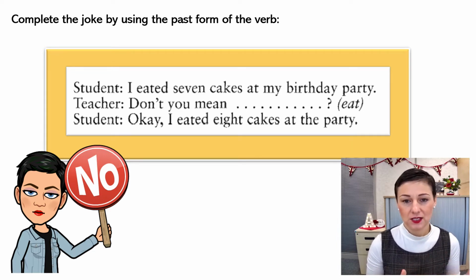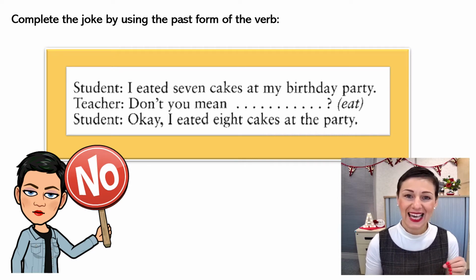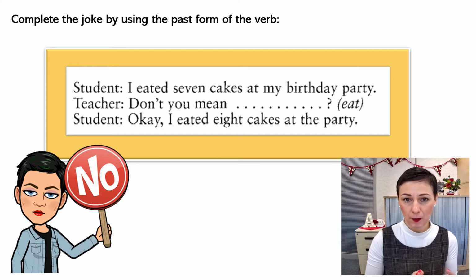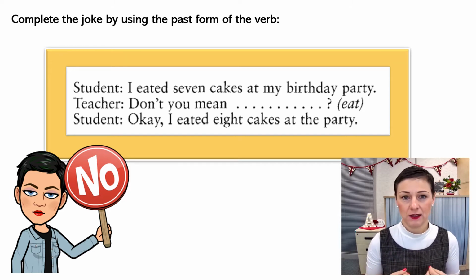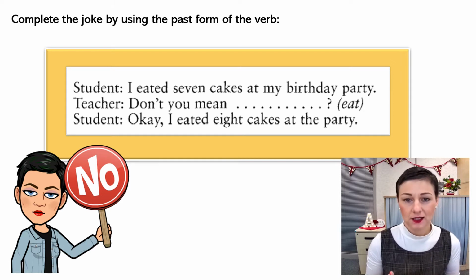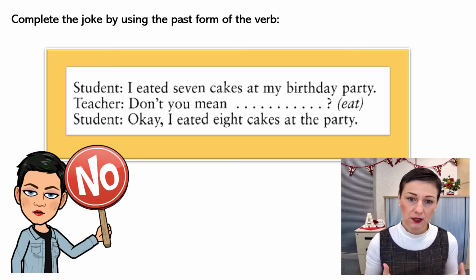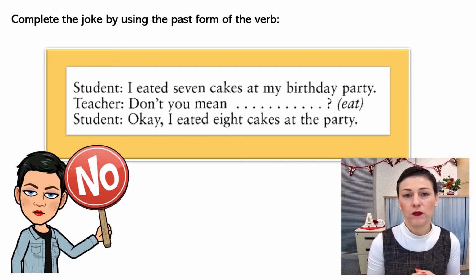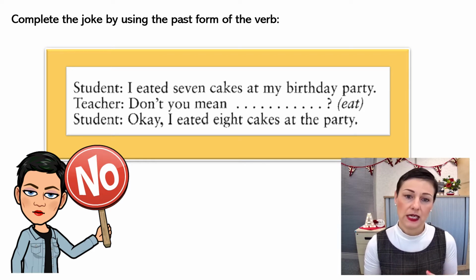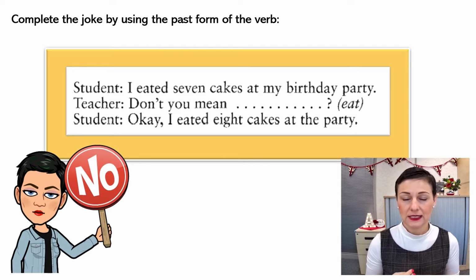Both my daughters, when they were little, spoke like that. I often heard, "Mom, I hated it. Mom, she hated me. And we go to the park." The following joke illustrates this common mistake together with the meaning and form of the past simple tense. Pause the video now and complete the joke and think about this interesting phenomenon.